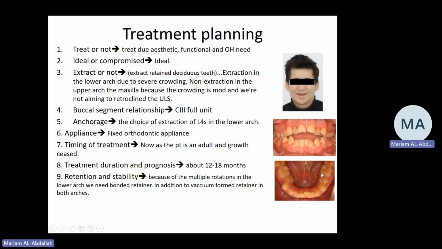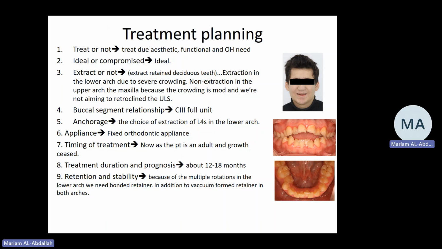Extract or not in the lower arch? I cannot avoid extraction. I have severe crowding and I need to normalize the lower incisors as a preparation for the patient before surgery. In the upper arch, on the other hand, non-extraction, because I'm not planning to retrocline the upper incisors and I have moderate crowding. So what's the buccal segment relationship at the end of the treatment if I'm planning non-extraction in the upper arch and extraction in the lower arch only? It has to be a full unit Class 3 molar relationship.